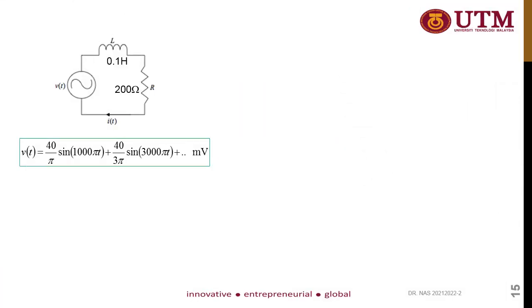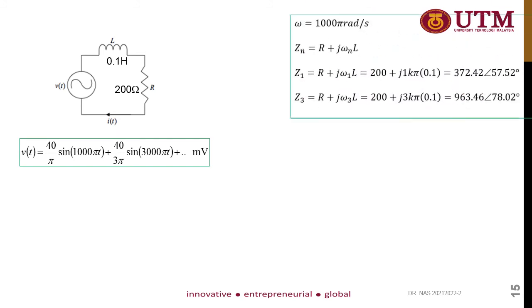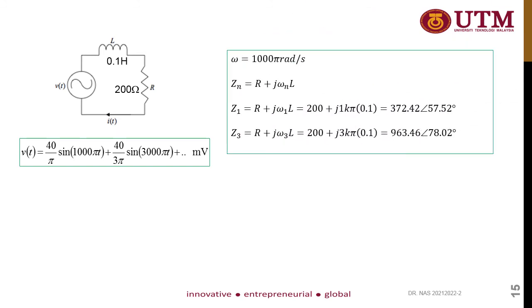Okay, so let's start. This is the first equation. So you need to consider the omega. From the earlier calculation, we know this omega is equal to 1000 pi radians per second. You need to consider the total impedance because you have more than one component inside this circuit. Because VT is equal to IT multiplied with your impedance, to get IT, it is equal to VT divided by Z.